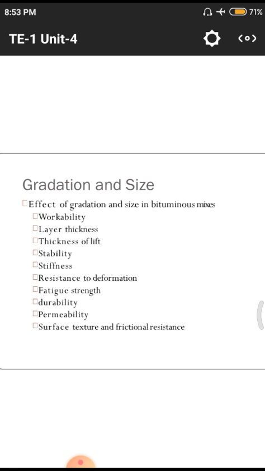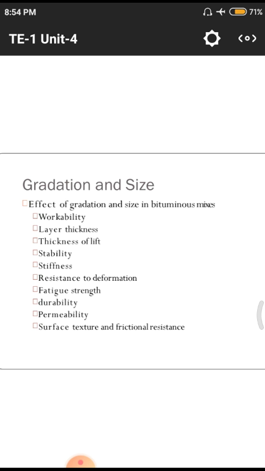Thickness of lift means if you pick a particular quantity of material, how much material will come within our hands. Why? Because some of the materials have a huge amount of friction with surrounding particles. If you pick a material, automatically all those materials come along. If we take sand, some quantity of material will be loosened because there may be no friction between particle to particle. Likewise, thickness of lift is also very important.